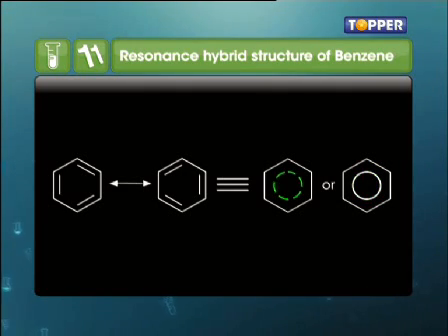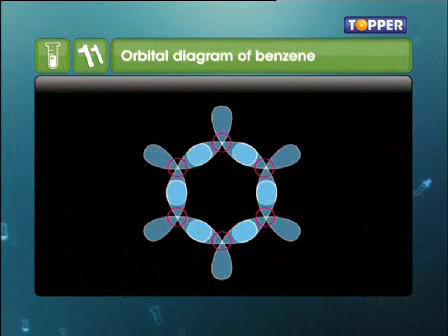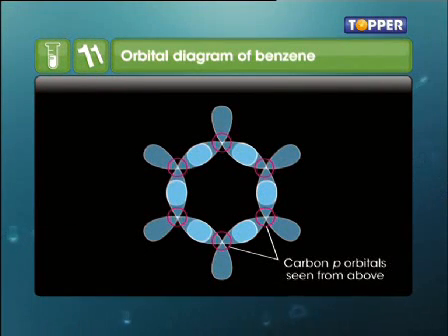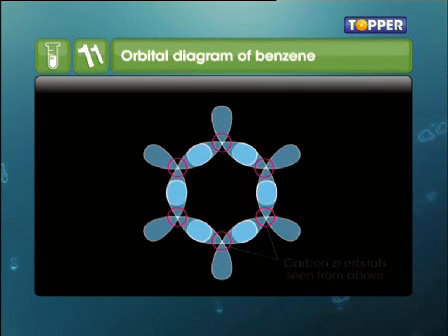Basically, the circle represents the 6 pi electrons which are delocalized between 6 carbon atoms in benzene. Let us take a look at the orbital diagram of benzene to understand the structure of benzene better. As you can see here, all 6 carbon atoms are sp2 hybridized. So, for each carbon atom, we have 3 sp2 hybrid orbitals and 1 unhybridized p orbital.